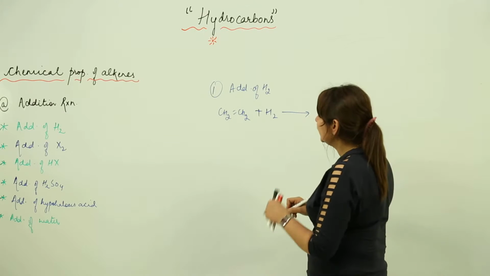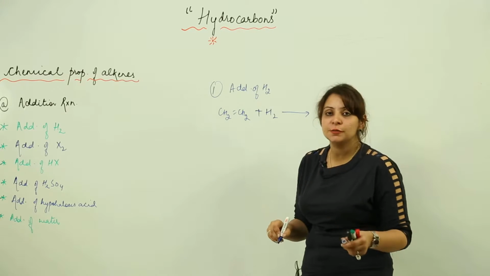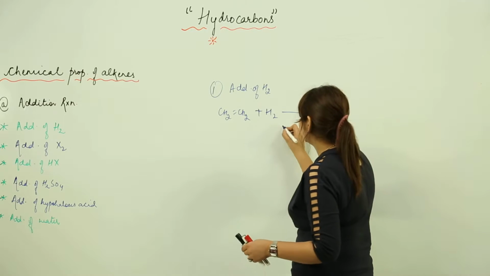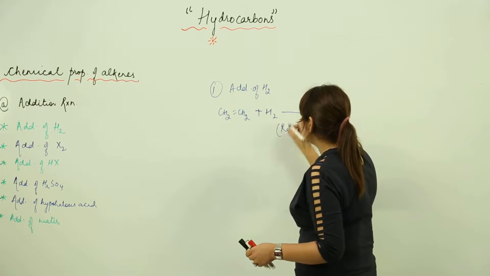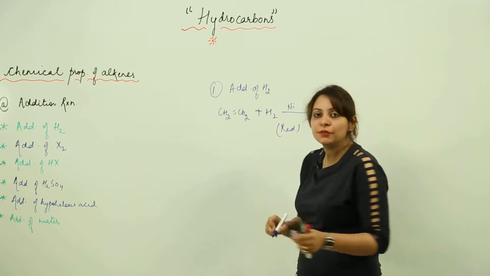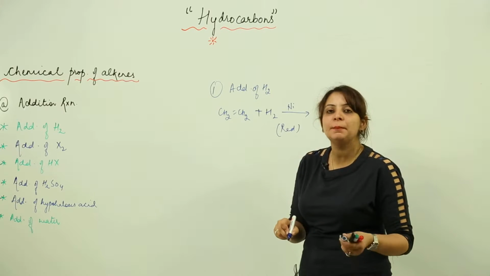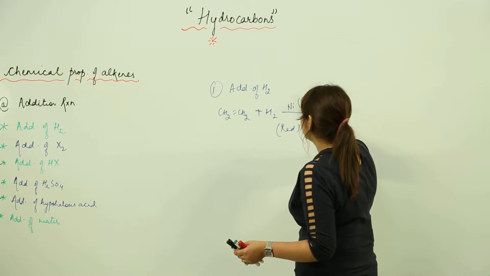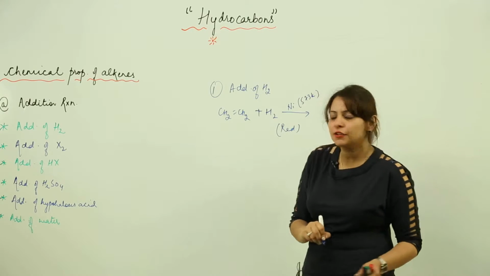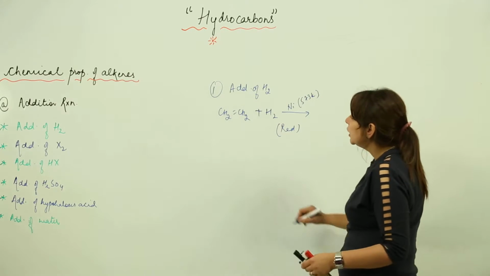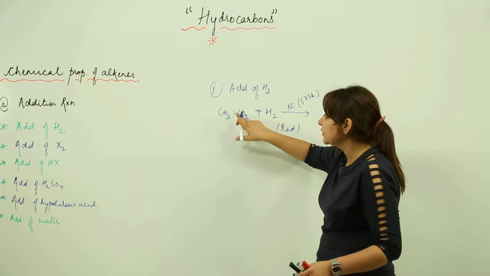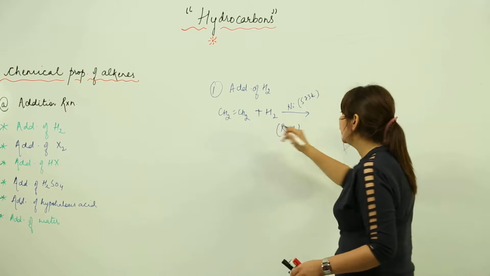Or you can say it is actually a reduction also, because we know that addition of hydrogen is also referred to as reduction. This reaction takes place in presence of a catalyst, that is nickel, platinum, palladium, any you can use. Nickel requires a higher temperature, approximately 573 Kelvin. So what is going to happen? This H2 is going to attach to the C and C across this double bond, because they possess the double bond, right.